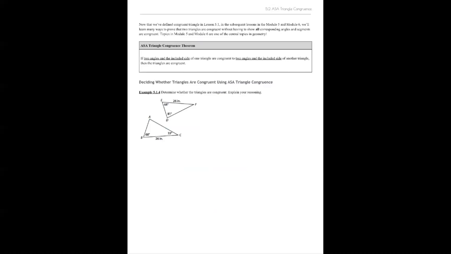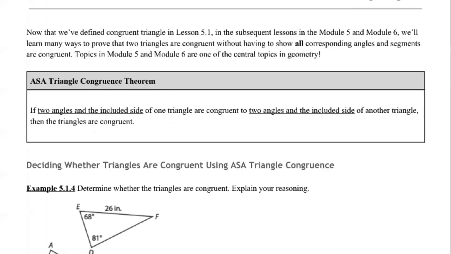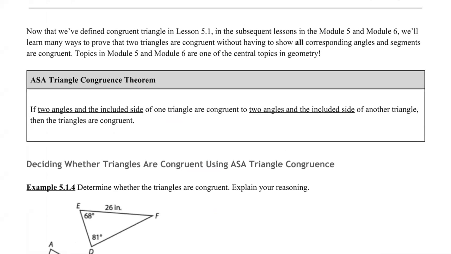All right, so looking at this right here, guys. Could you write this down, please? What we're doing is defining congruent triangles in 5.1, right? Subsequently, this is what we're doing, okay? So angle side angle, could you write that up, please? This is angle side angle. The triangle congruence theorem says that if two angles and the included side of one triangle are congruent to two angles and the included side of another triangle, then the triangles are congruent.